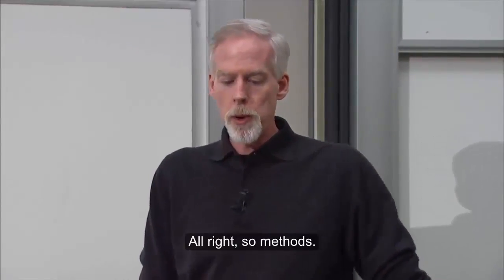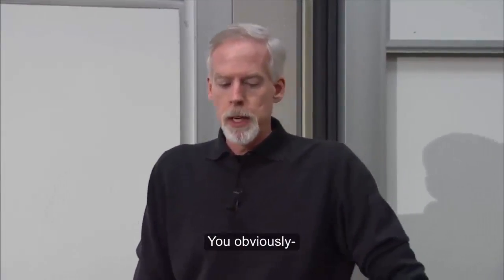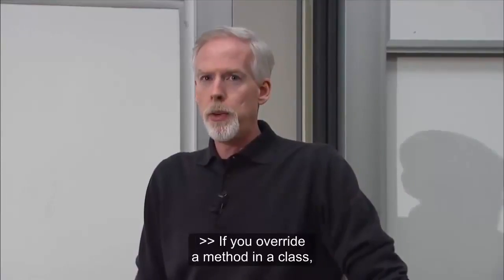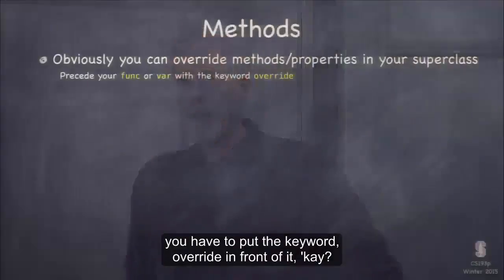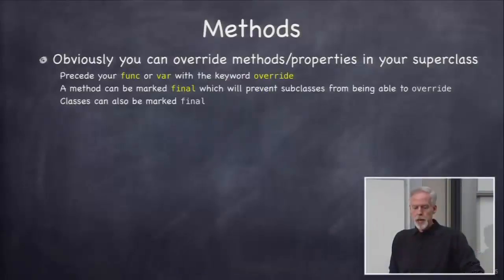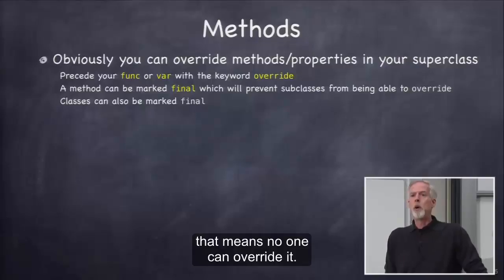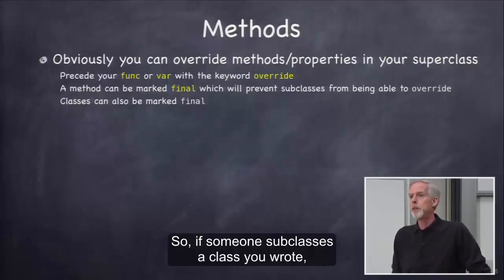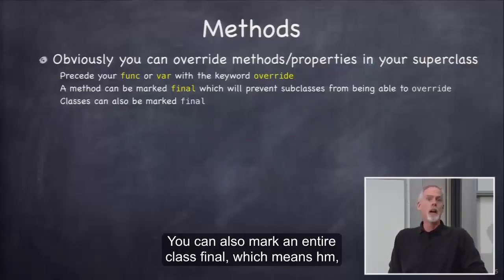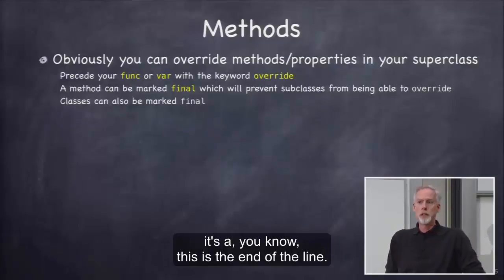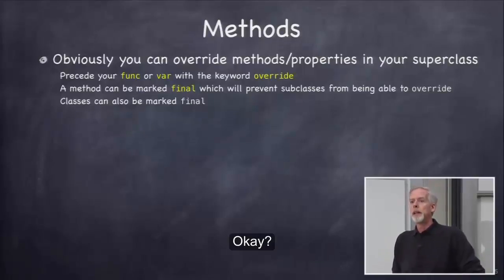All right, so I want to talk a little bit about methods. If you override a method in a class, you have to put the keyword override in front of it. You can also mark a method final. That means no one can override it, so if someone subclasses a class you wrote, they can't override it if you marked it final. You can also mark an entire class final, which means this is the end of the line. You can't make any subclasses of it.